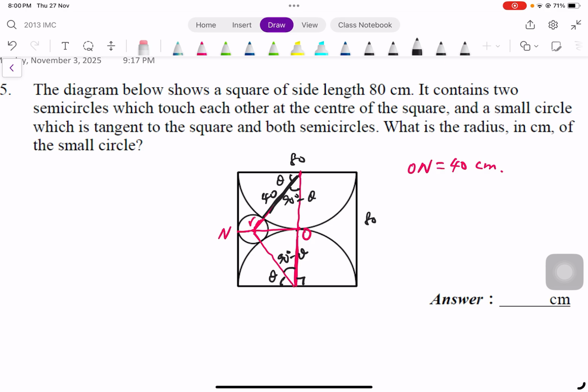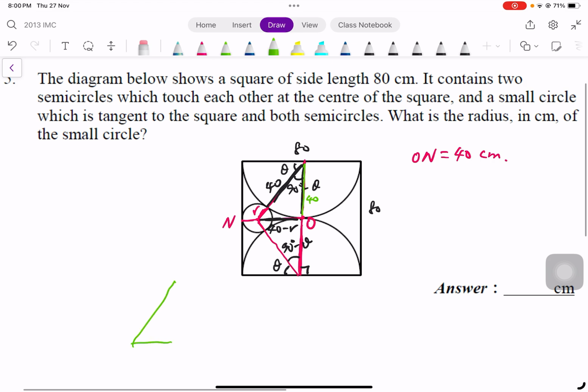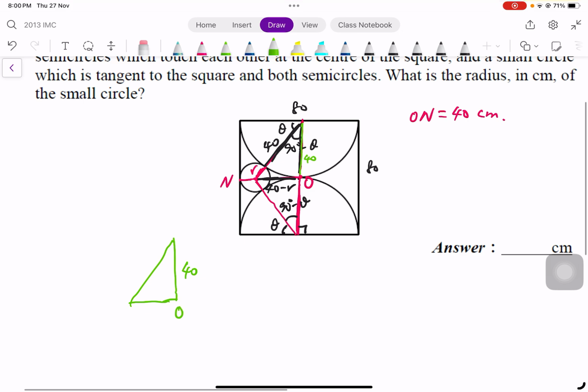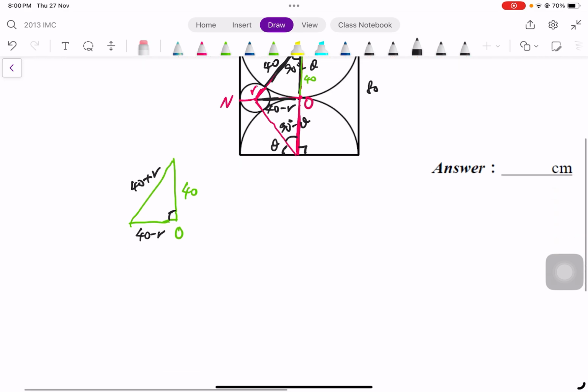Therefore, what is this distance here? This distance is actually 40 minus r, and this is actually 40. Let me draw the Pythagoras triangle, the right angle triangle. That means this is 40, this is O, and then this is 40 minus r, and this is 40 plus r. And then you get the right angle triangle.